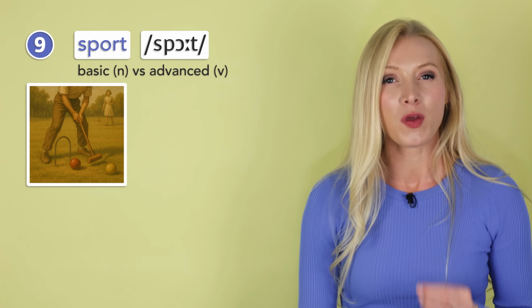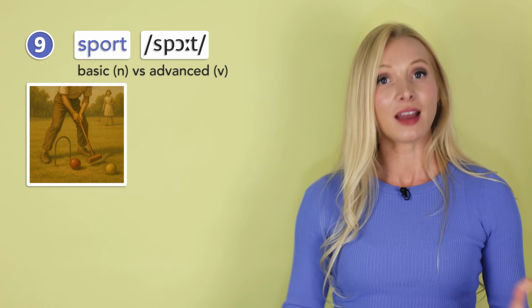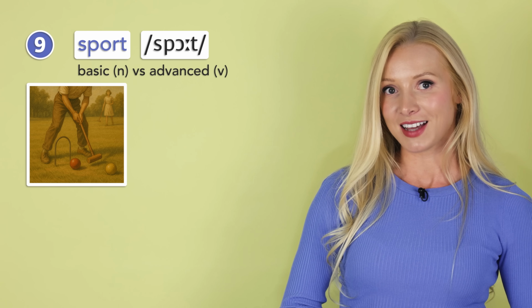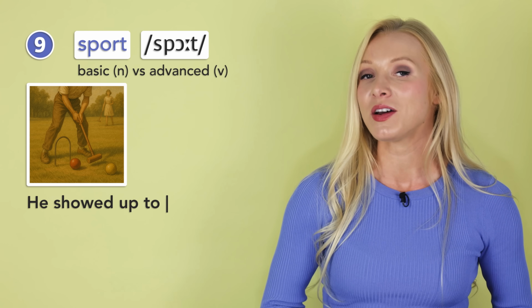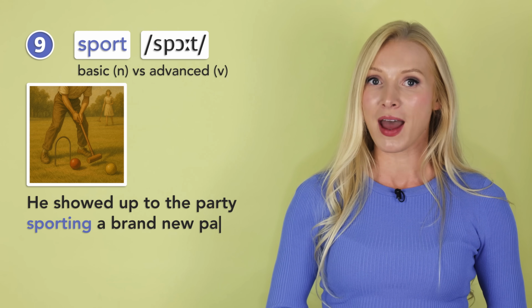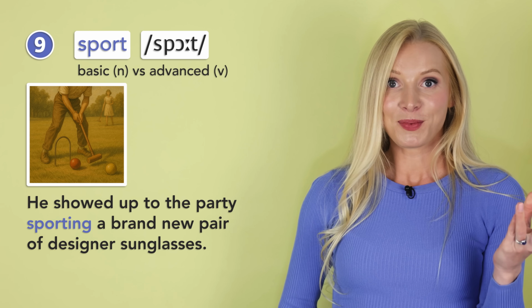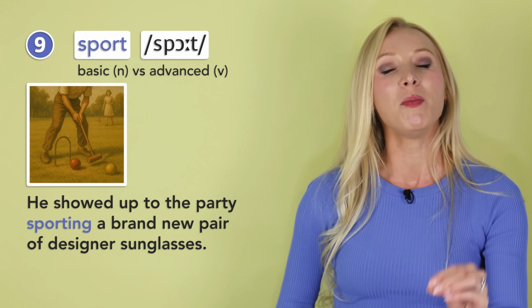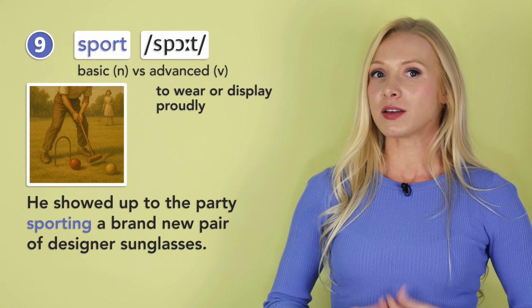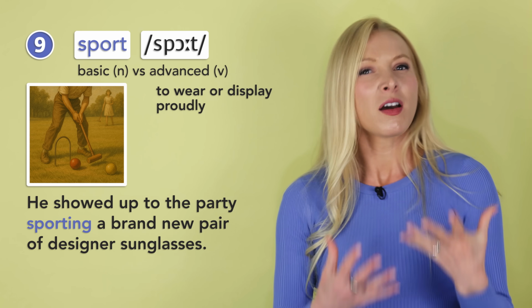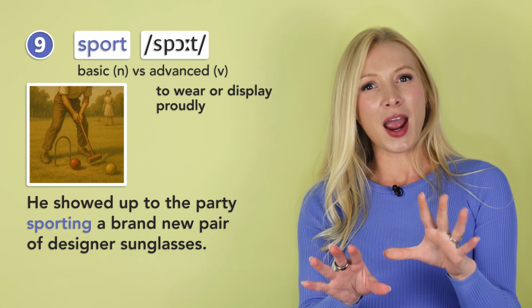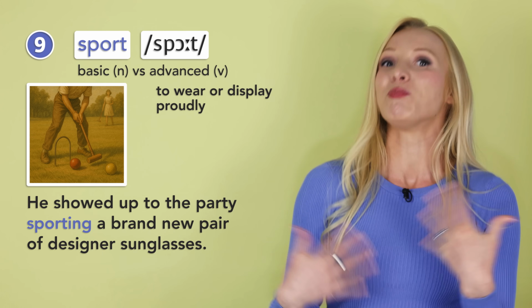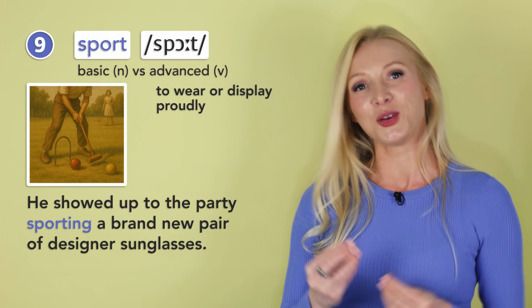Okay, we're on to the last 2 now. We have the basic word sport, as in football and tennis, but it can also be used as a verb with a much more advanced meaning. Can you figure out the meaning from the context? He showed up to the party sporting a brand new pair of designer sunglasses. Yep, we can use sport as a verb with the meaning of wear. And we use it when a person wears or displays something very proudly, perhaps even in a way that is showing off a little, like you're boasting, you're sporting your new designer clothes.